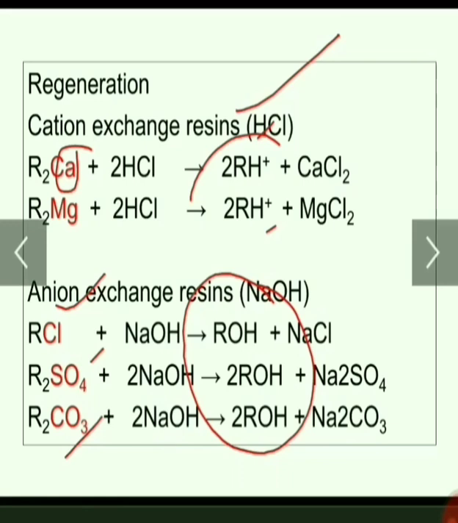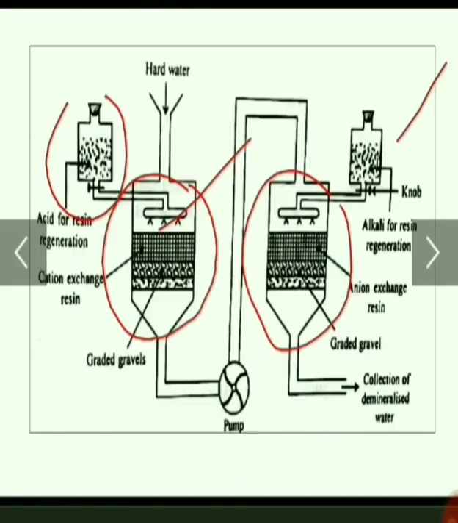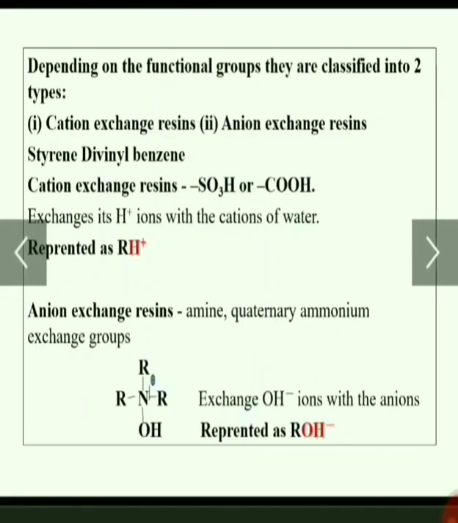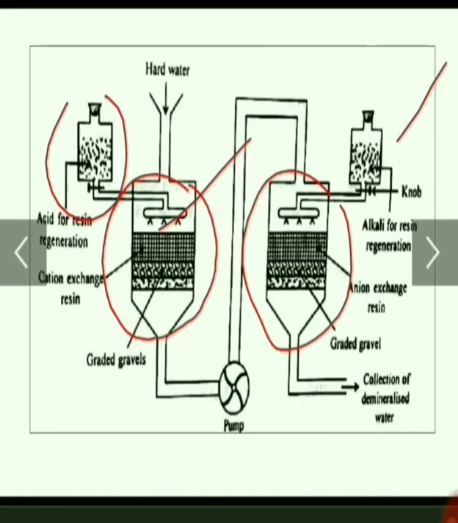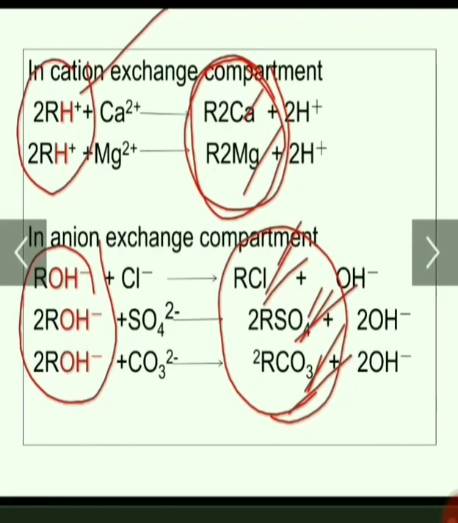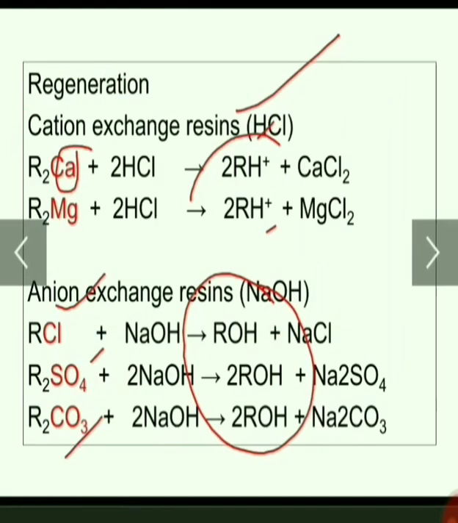So first, you have to write the definition. Second, you have to mention the resins, cation exchange resins and anion exchange resins. You have to draw the schematic representation, two compartments and acid and base for the regeneration. Write the reactions, what happens in the cation exchange compartment and what happens in the anion exchange compartment. Finally, you have to write the regeneration steps.